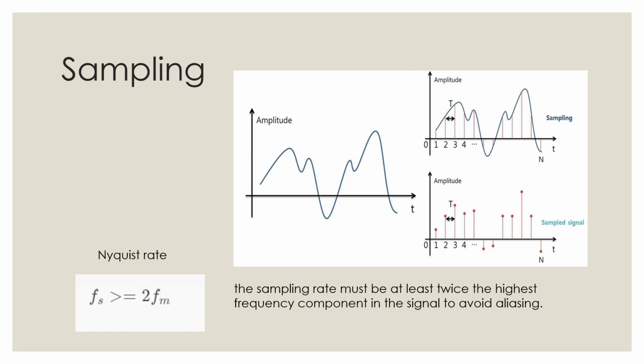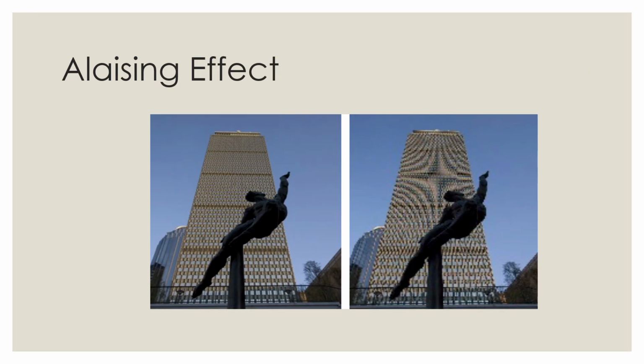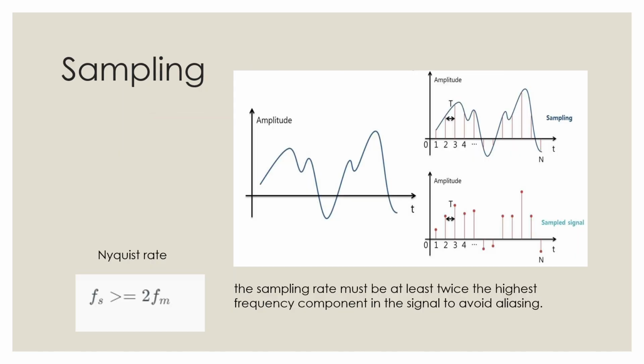Let us see what is meant by aliasing through one example. See this picture. This is the original picture and this is the sampled picture with a frequency less than twice the maximum frequency. So this doesn't follow the sampling rate. That is, Fs greater than or equal to 2 FM is the Nyquist rate. If Fs is less than 2 FM, we obtain a condition called aliasing.